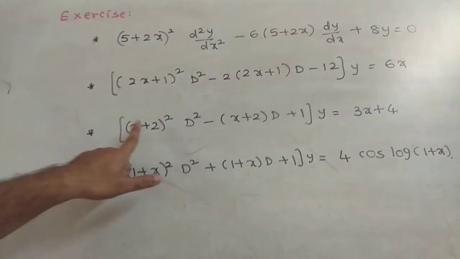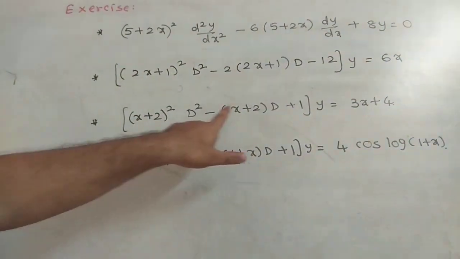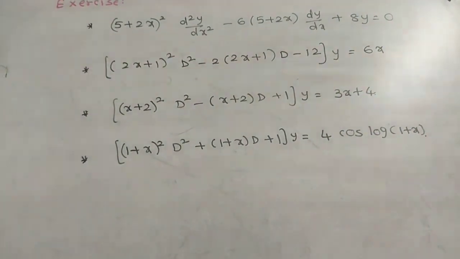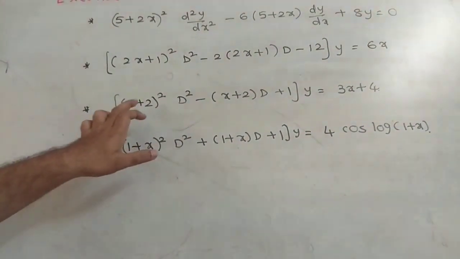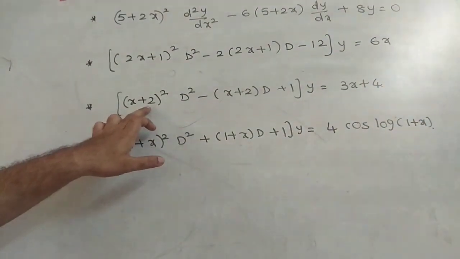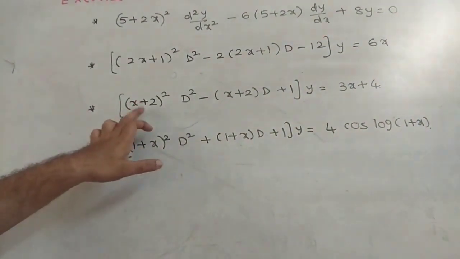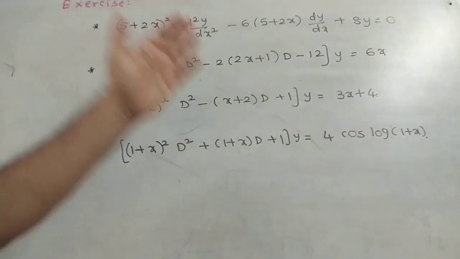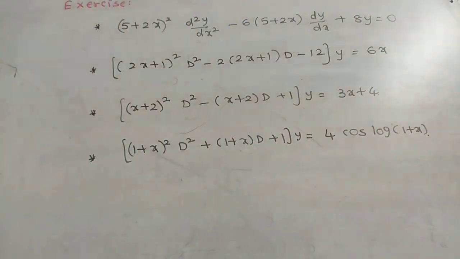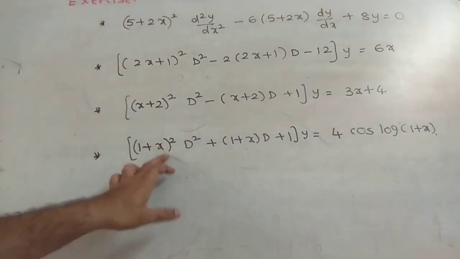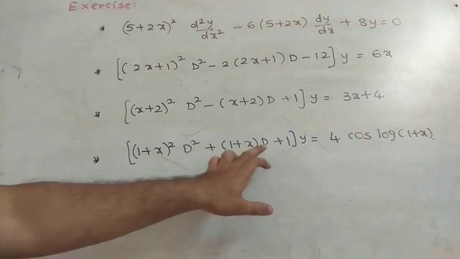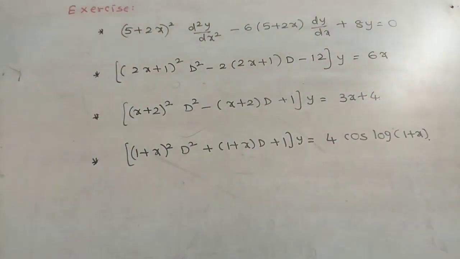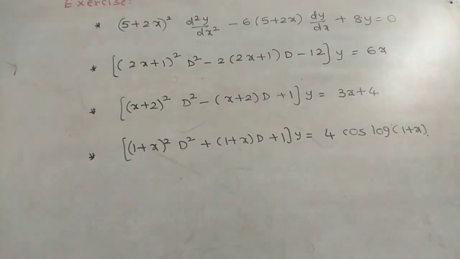Similarly, for the third problem: x plus 2 whole square d square minus of x plus 2 of d plus 1 of y equal to 3x plus 4. Here also, you start with x plus 2 as u only, and from that calculate the x value. That x value you substitute here. So for the right side, apply the same procedure and you will get the answer. Similarly: 1 plus x whole square of d square plus 1 plus x of d plus 1 of y equal to 4 cos logarithm of 1 plus x. Apply the same procedure and you will get the answer.